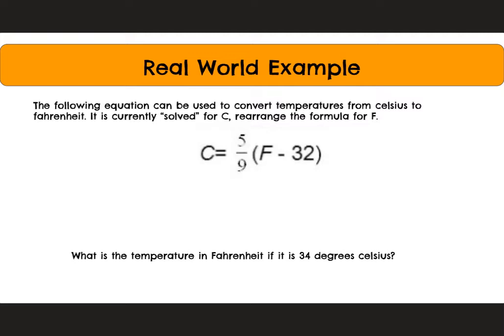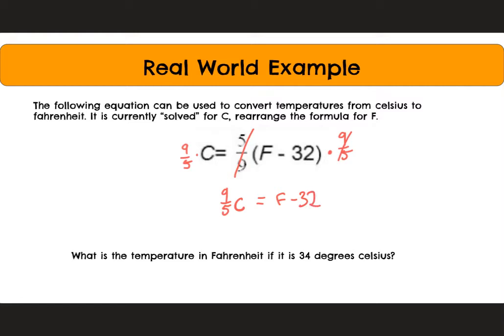So here, if it's 34 degrees Celsius, I could plug in 34, and then you could solve. However, we are going to convert the formula so it is in Fahrenheit. That way we can plug in Celsius to see what Fahrenheit is. So to isolate F, I'm going to multiply both sides by 9/5. This is the reciprocal of 5/9, and we'll cancel. So now we have C times 9/5. So we'll have 9/5 times C equals F minus 32.